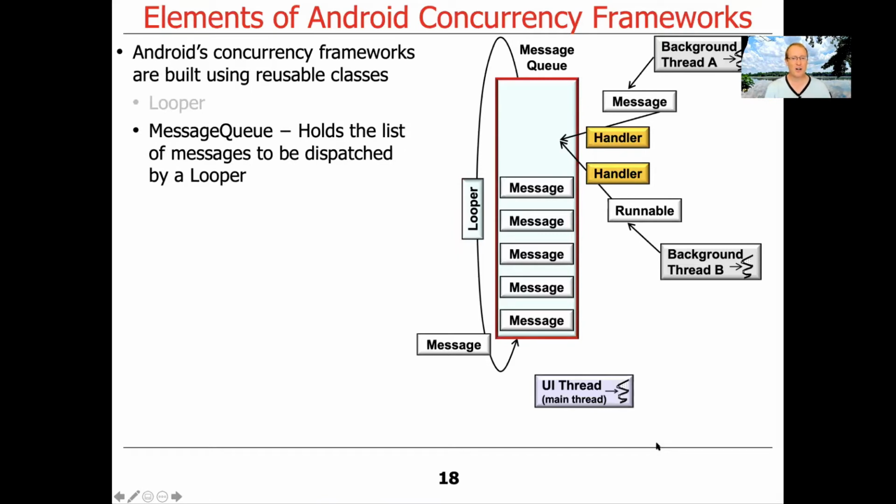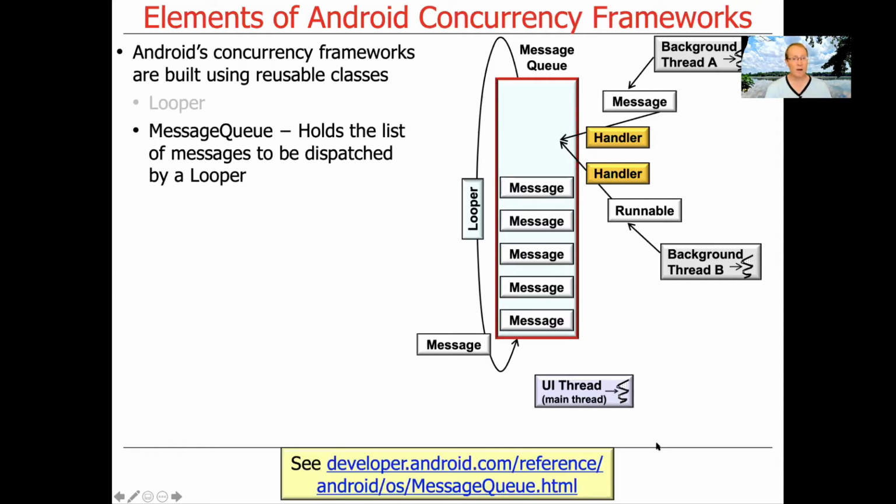Another key class in Android's concurrency framework design is called MessageQueue. It basically holds a list of messages that are intended for being dispatched by the looper. So the looper will sit there basically pulling things off the message queue and processing the messages one at a time and doing whatever they're supposed to be doing. You can read more about that particular class at this link. And it basically is just a message queue that will block when the queue is empty, waiting for work to do.